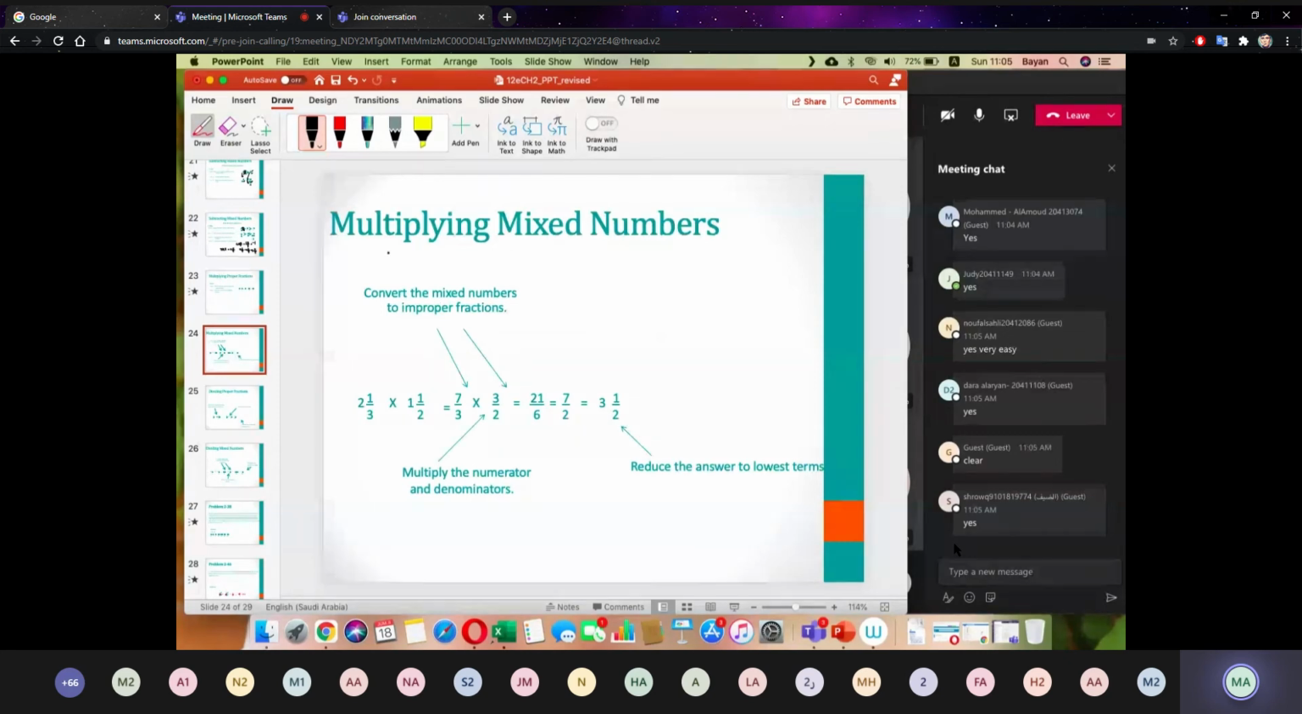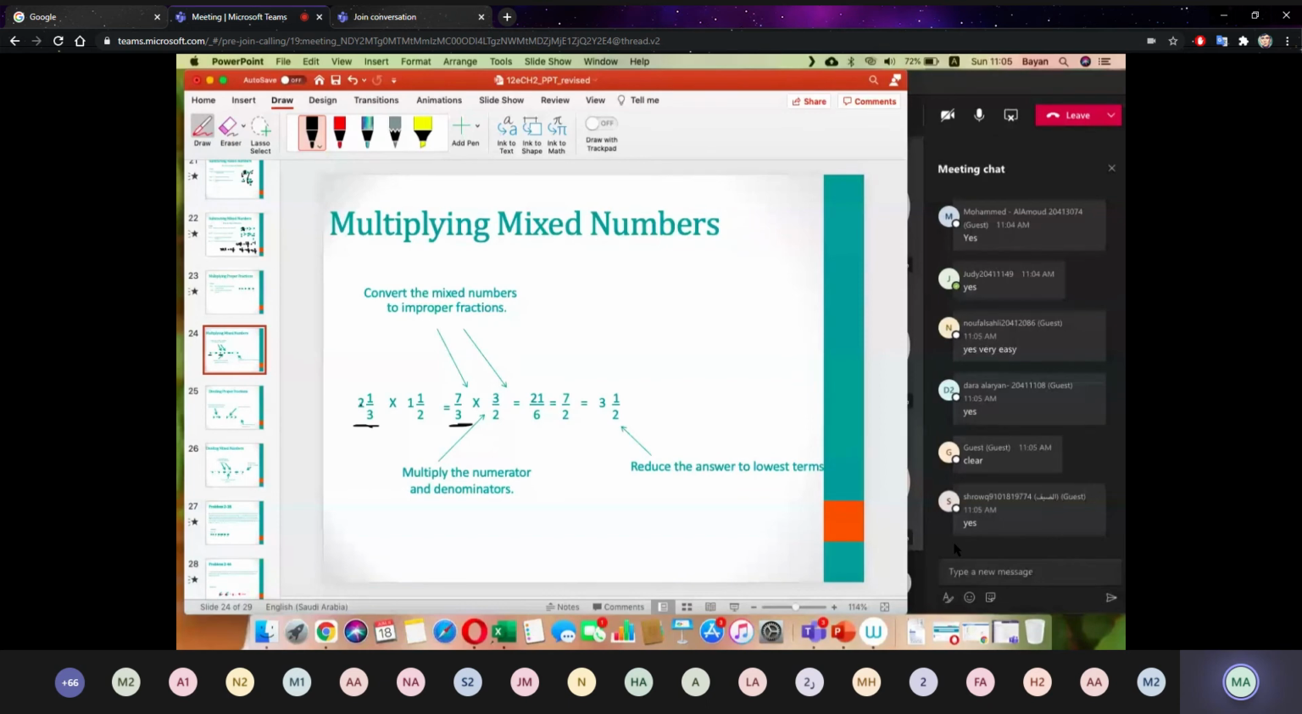Here we have multiply mixed numbers. You have 2 with 1 over 3 multiplied by 1 with 1 over 2. It's a mixed number. Can we multiply a mixed number? No. What should we do? We should convert it to become an improper fraction.